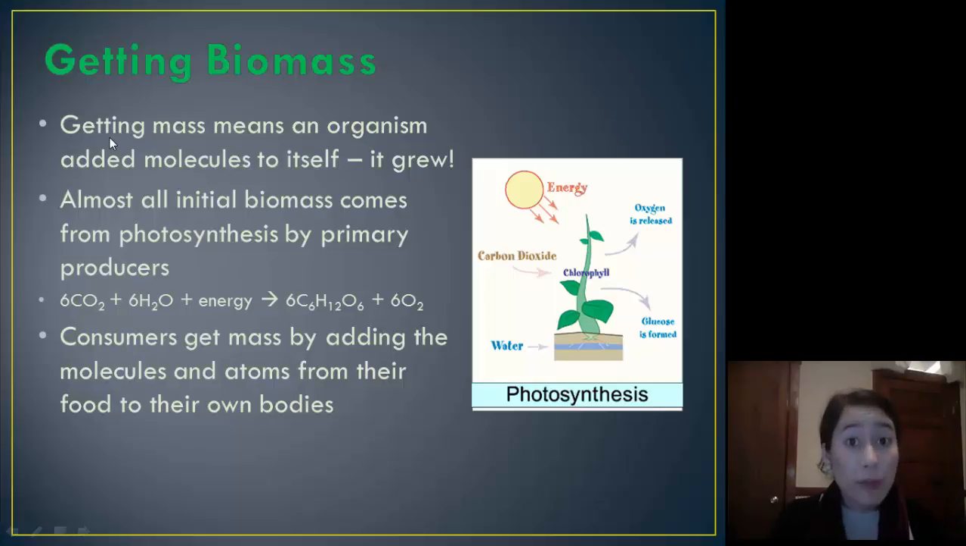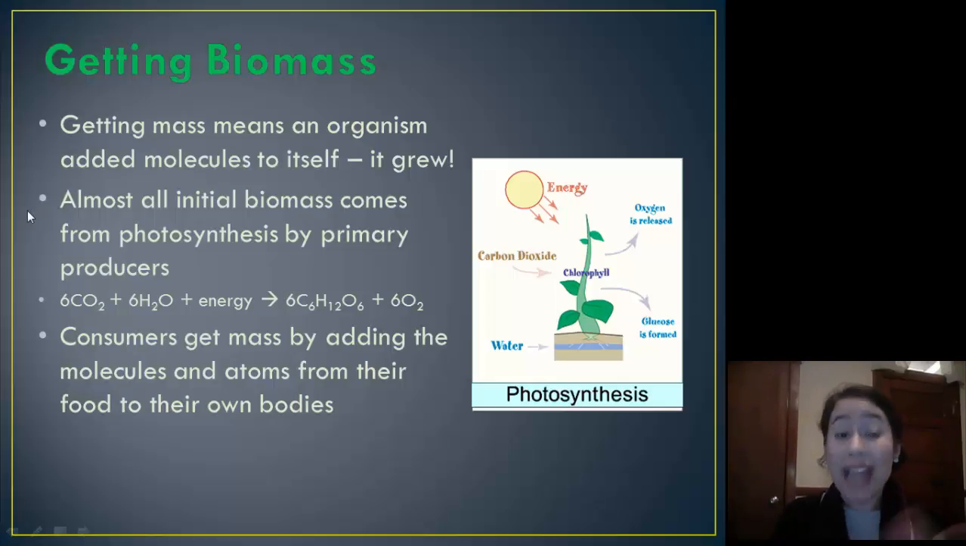So this will be familiar to you if you saw the nutrient cycle video as well, but getting mass simply means that an organism added molecules to itself. It grew. You and I grow when we eat food, we add those molecules to ourselves, and we're able to get taller when we're younger, or later we can get wider when we add those molecules to ourselves.